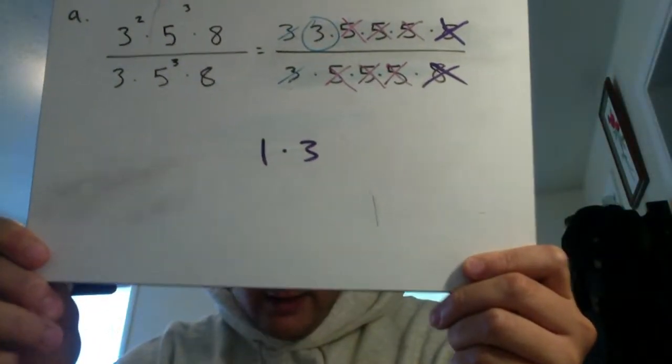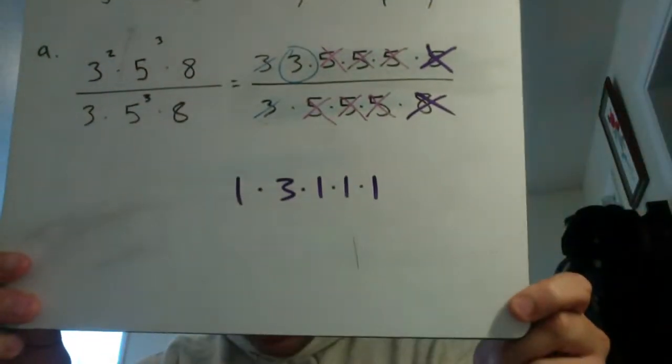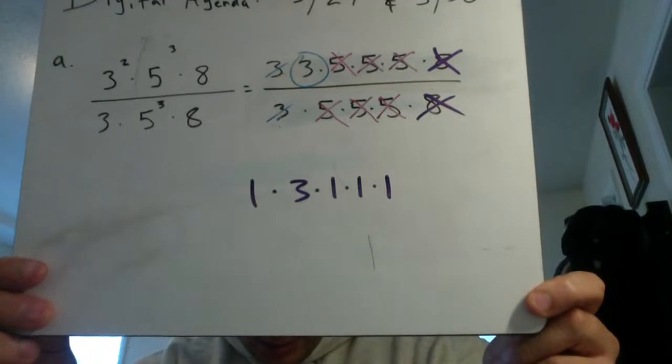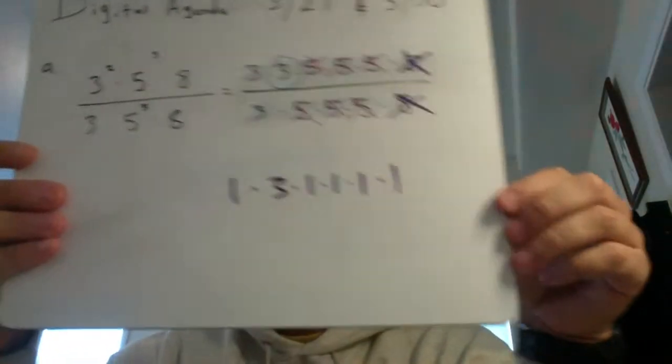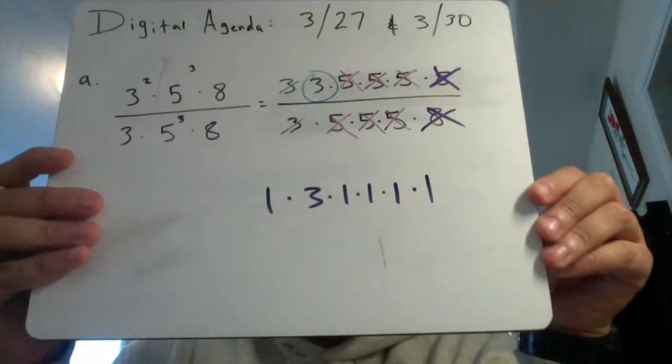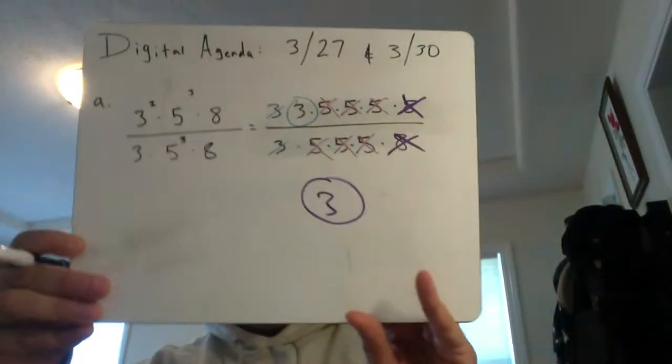And if you look at the 5s, they all match up. Be times 1 times 1 times 1, right? And then if you look at the 8s, you have times 1 one more time. So all you're left with is basically 3 times 1, 4 times. So that's why you get 3. Hope that clears it up.